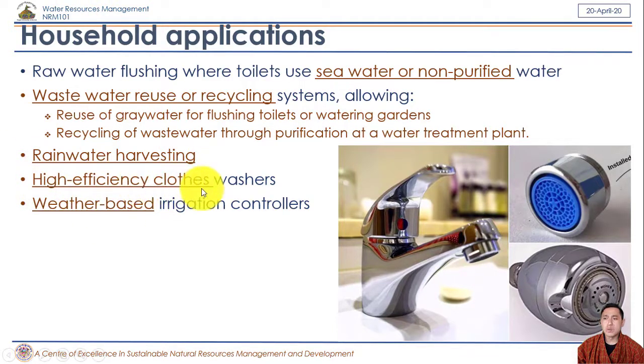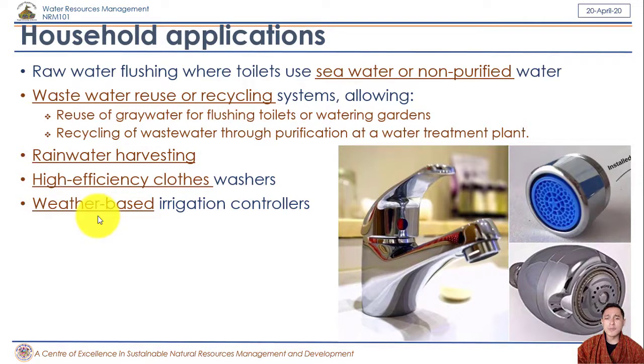High efficiency clothes washer, that means a washing machine that requires less amount of water. Then again, if we have irrigation systems, then we can always install weather-based irrigation controllers, meaning we always have to give our water to the farms and irrigation fields.